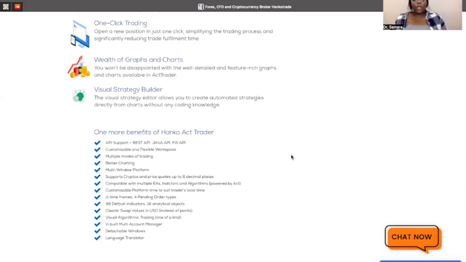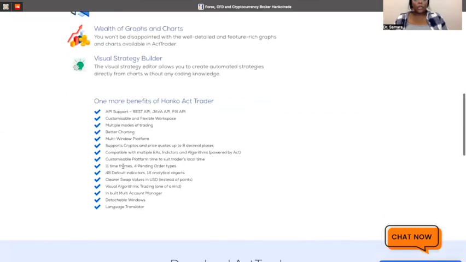There are roughly 48 default indicators as well as 18 analytical objects. You're still able to do pending order types, which is a good thing, guys. That is a plus for me because, as y'all already know, I love trading using pending orders. I'm not the usual trader looking at the market 24/7 because I have other things to do during the day. That was one of the key things I really like about ActTrader.